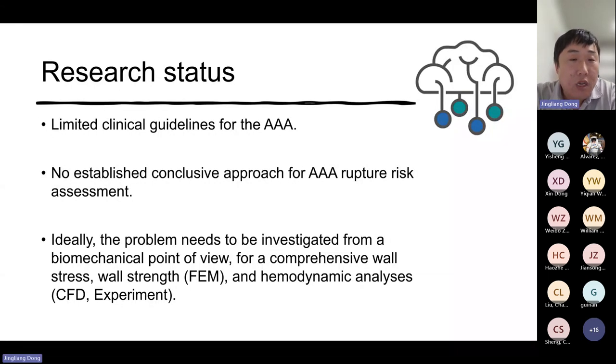The current research status: we only have limited clinical guidance for the treatment of AAA, and there's no established conclusive approach for guiding how to prevent AAA rupture during the clinical diagnosis process. Most clinicians rely on empirical or experience-based guidelines. Ideally, this problem needs to be investigated from a biomechanical point of view to provide comprehensive wall stress, wall strain and hemodynamic analysis results, which can allow clinicians to make more informed decisions rather than relying on experience or empirical guidelines.